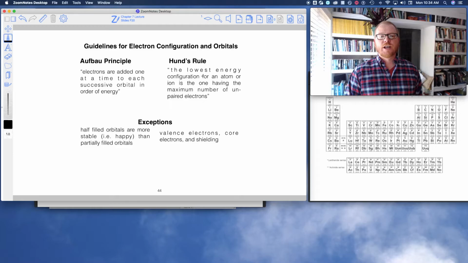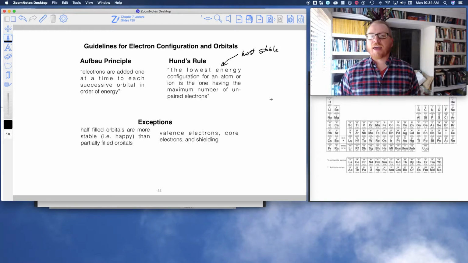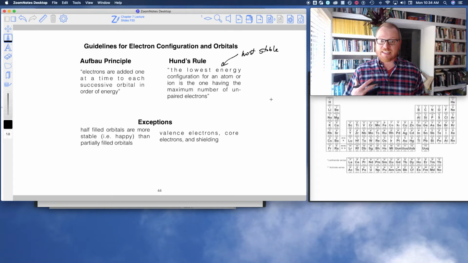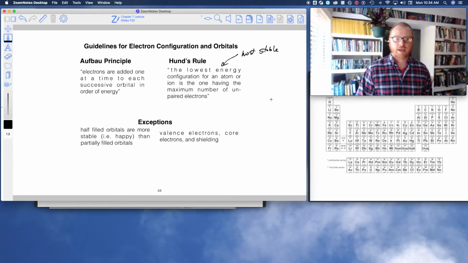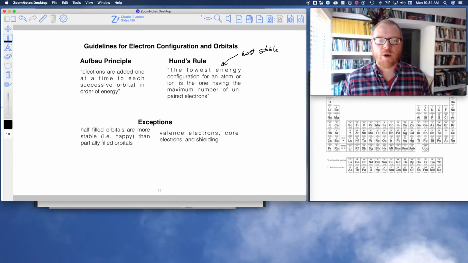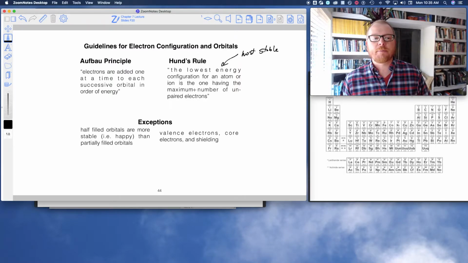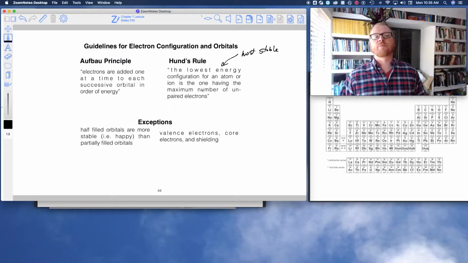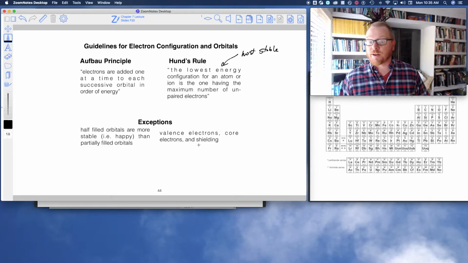So Hund's rule says the lowest energy configuration, and lowest energy means most stable, and the most stable means that's what you would observe in nature. So often in nature, the most stable thing that we see is the lowest energy. Okay? So the lowest energy configuration for an atom is having the maximum number of unpaired electrons. So if we can break the Aufbau principle rule just slightly to have the maximum number of unpaired electrons, that will happen, and that creates an exception.